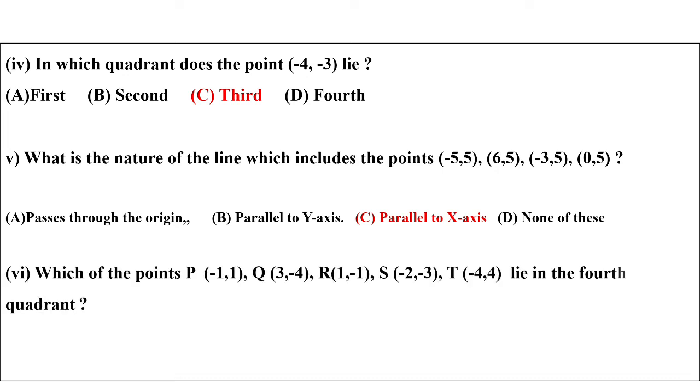Which of the points P -1, 1, Q 3, -4, R 1, -1, S -2, -3, T -4, 4 lie in the fourth quadrant? In the fourth quadrant, the x coordinate will be positive and the y coordinate will be negative. So here point Q has the x coordinate positive and y coordinate negative, and point R also has x coordinate positive and y coordinate negative. So our correct option is points Q and R, that is option B.